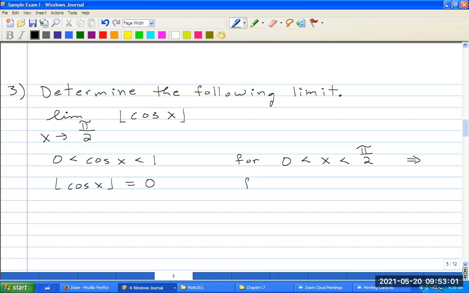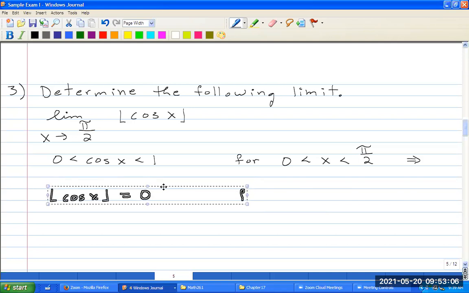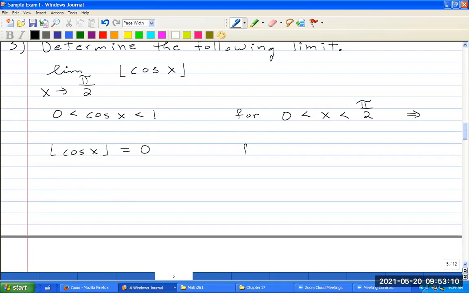Maybe let's do one more line down. So this is for x. Of course, actually, it's true if x is equal to pi over 2, but we're doing a limit, so we don't care about pi over 2. So therefore, the limit, again, I'm going to be looking at the two-sided limits here.